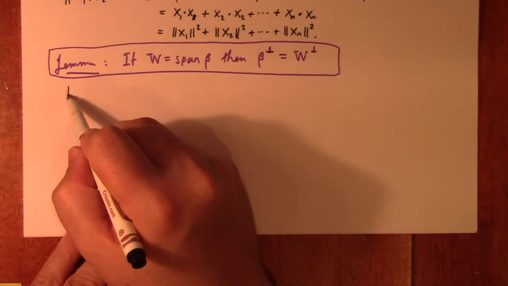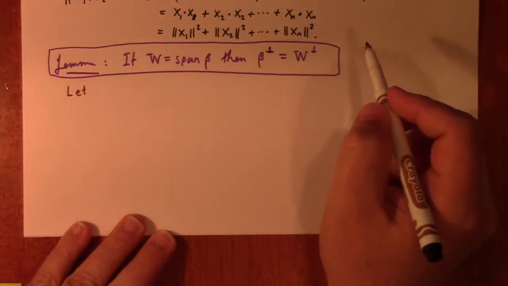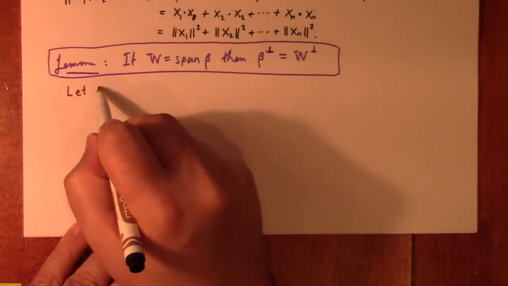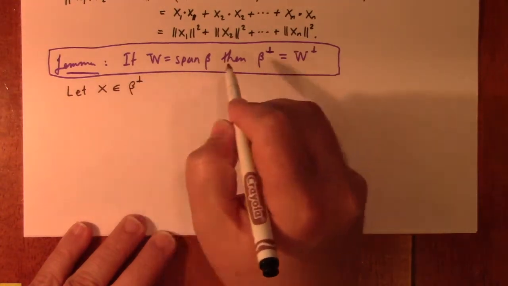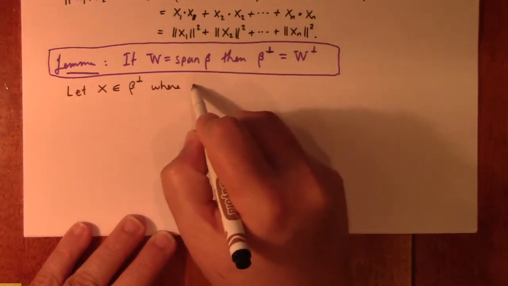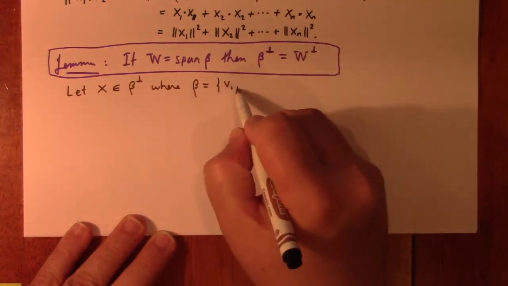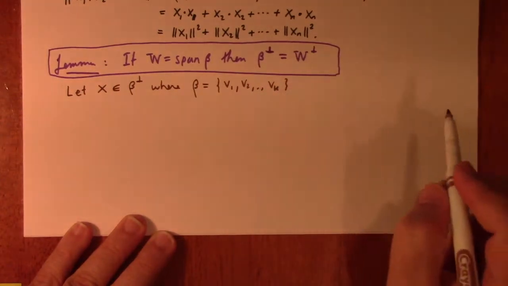So let's see here. We want to prove that's a subset of that. So let's let x be an element of beta perp, where we're assuming beta is a finite set. So let's suppose it's v1, v2, all the way out to, let's say, vk for the sake of being specific.